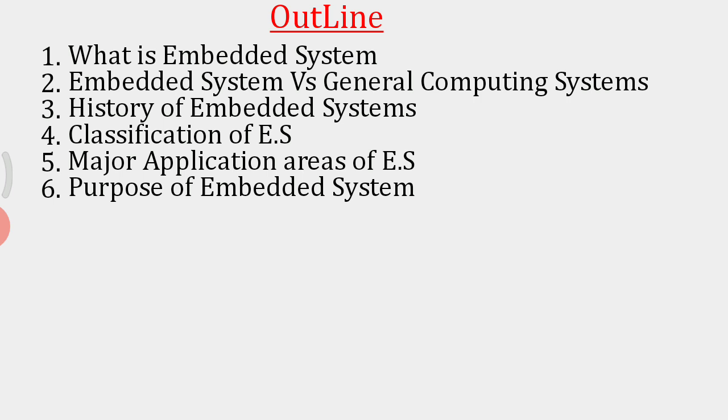Outline. We will go through what an embedded system is, embedded systems versus general computing systems, a history of embedded systems, next the classification of embedded systems, major application areas of embedded systems, and the purpose of an embedded system.